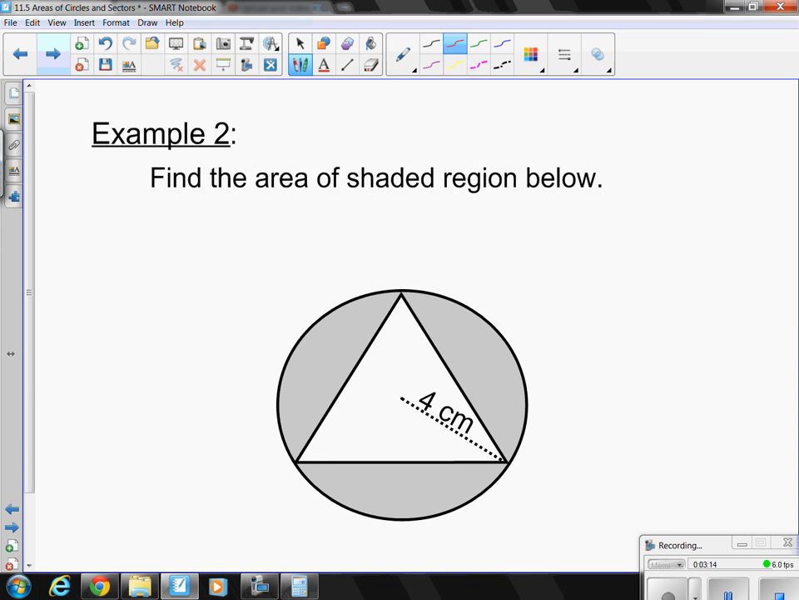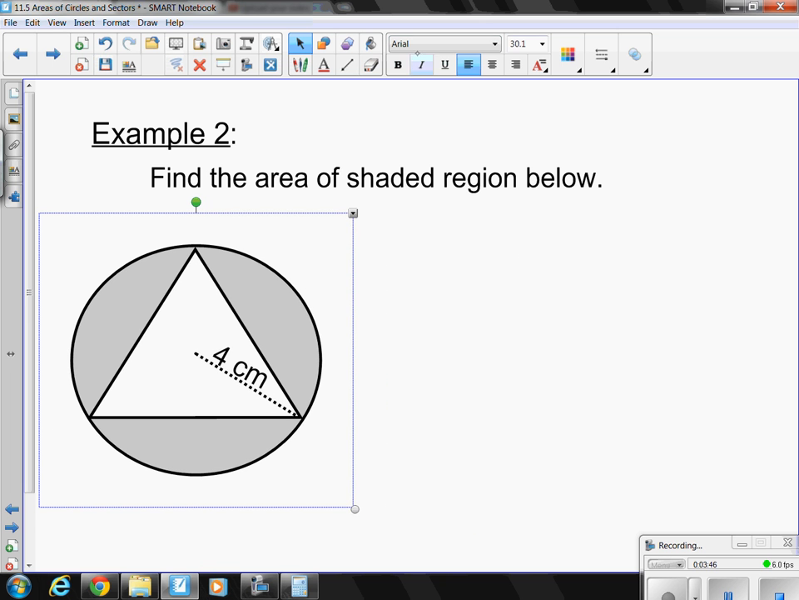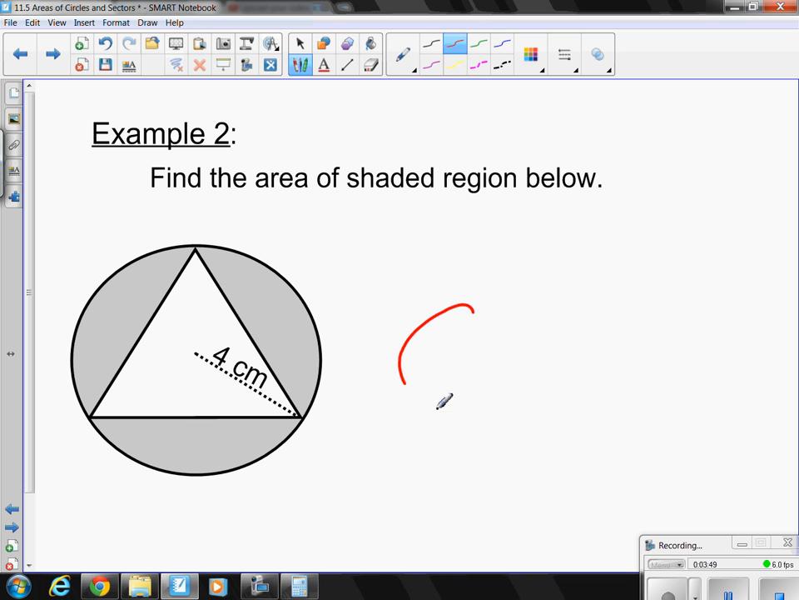Find the area of the shaded region. This is a little bit more difficult to find. This is an odd looking shape, but what we're going to do is find the area of the circle and then subtract the area of that triangle out.